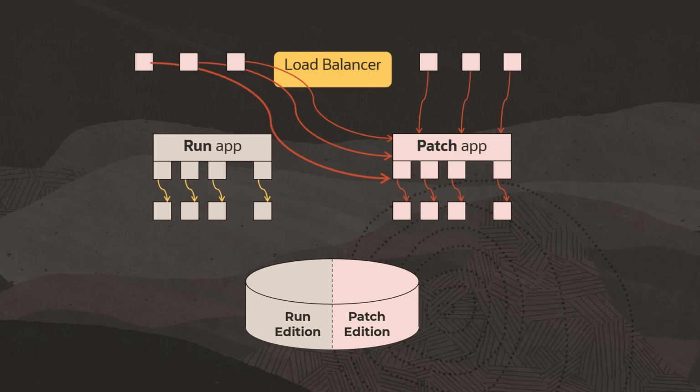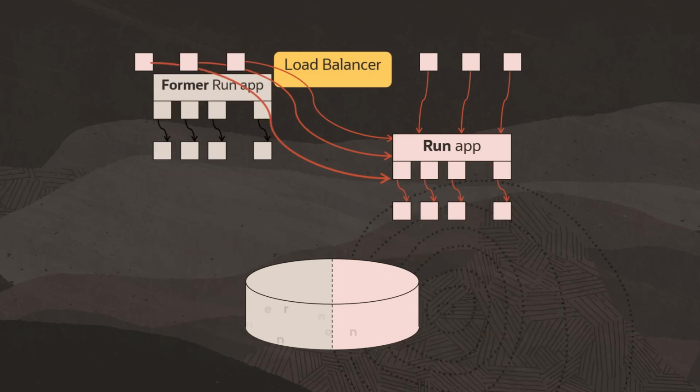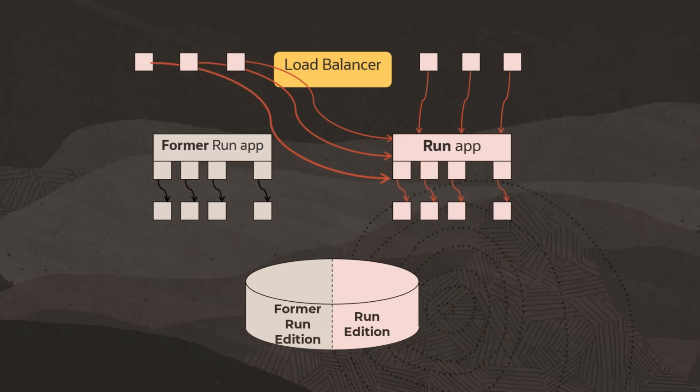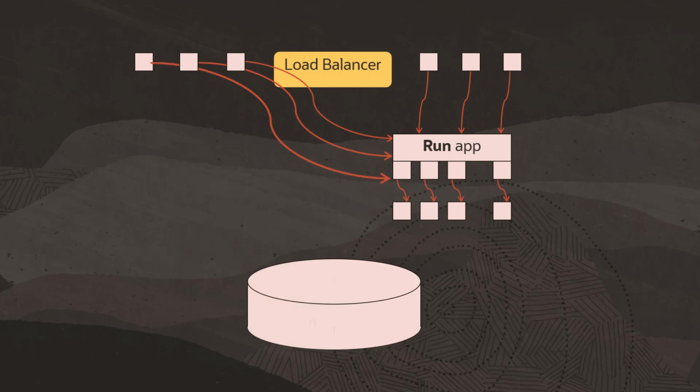for production. So we can go ahead and switch our patched application to be the production app, and at this point we can drop the older version of the application. And our application upgrade is complete.